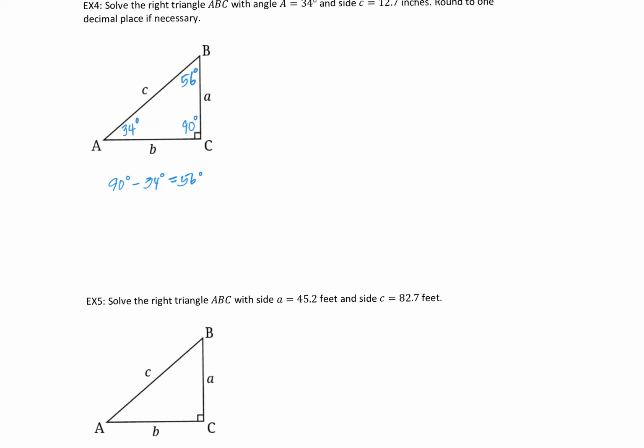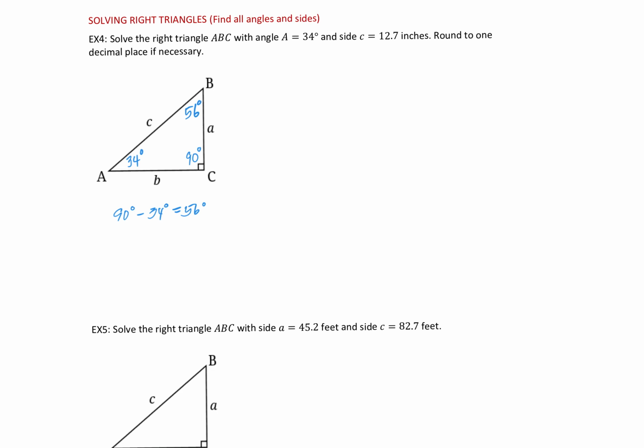So I have all the angles. I need the sides. Going back to the problem, it tells me that side C is 12.7 inches. Okay. Let's see. So I need side A and side B. I have the hypotenuse. With respect to my angle A, if I were to find side A, that would be the opposite angle to A, and I have hypotenuse, so opposite hypotenuse tells me I would probably use sine.